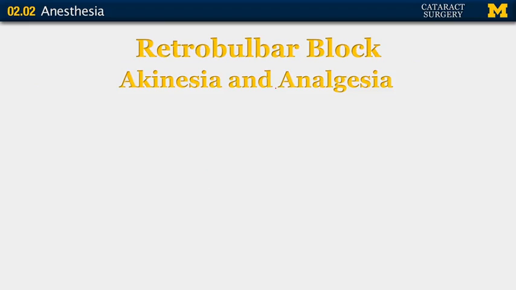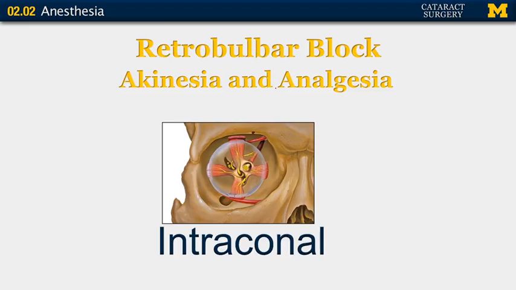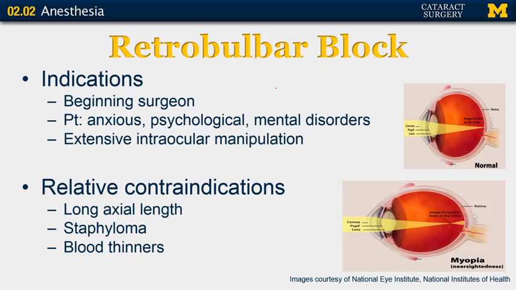Next, we will talk about retrobulbar block. As I mentioned previously, this is placed in the intraconal space. The indications for using retrobulbar block include if you are a beginning surgeon, patients who are anxious or have psychological and mental disorders, or if you anticipate extensive intraocular manipulation. Relative contraindications include patients with long axial length, a staphyloma, which is a thinning or protrusion of the sclera, and patients on blood thinners. Although studies do not show that blood thinners increase the risk of bleeding, when a bleed occurs, it is usually more severe.